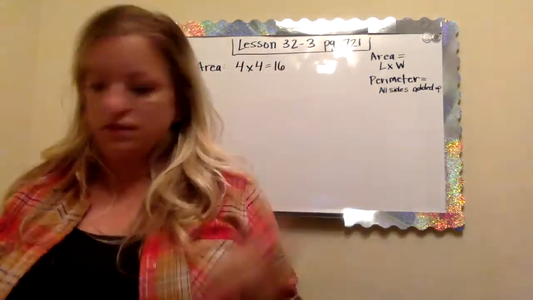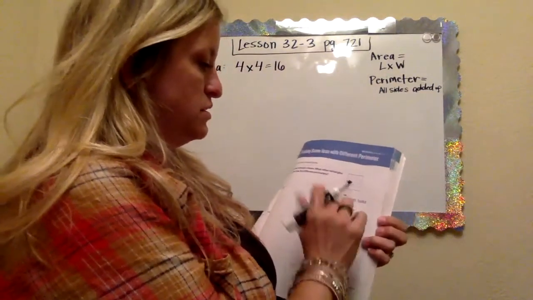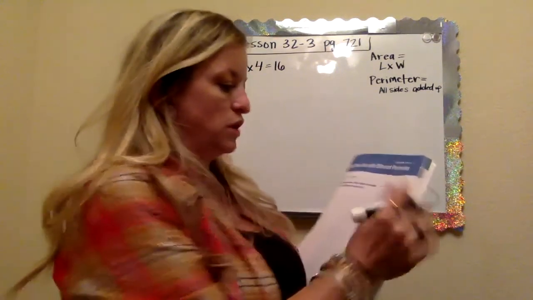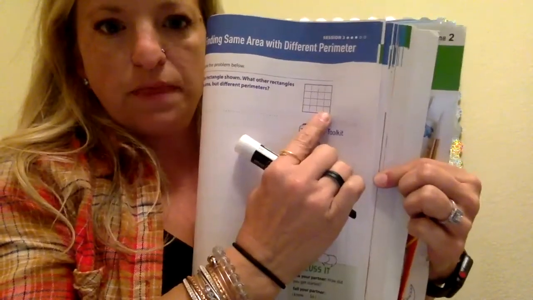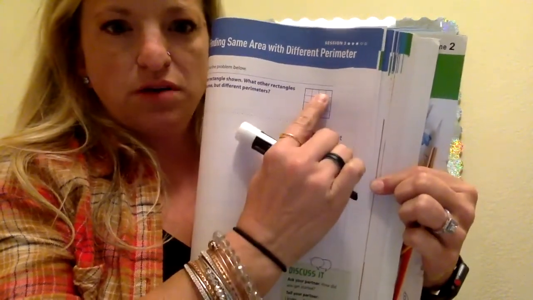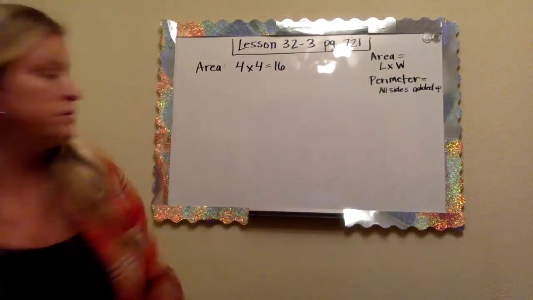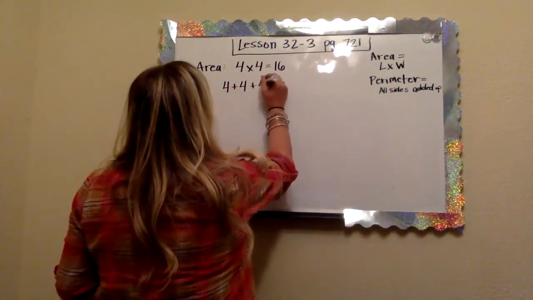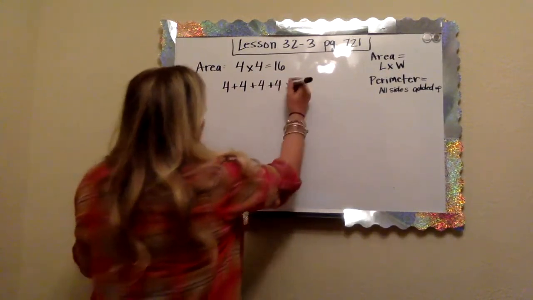The perimeter is a little bit trickier to find. This is a perfect square, so we know that it's 4 plus 4 plus 4 plus 4. You're going to add up all of those, and I'll show you one more time. You have 4 squares, plus 4, plus 4, plus 4. That is your perimeter.